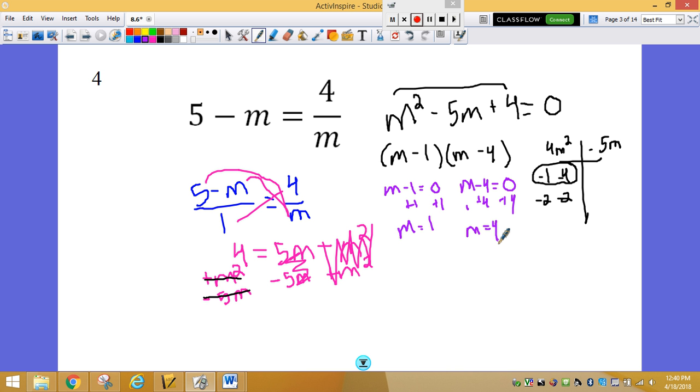Now, here's something important that we're going to need to start checking. If you ever have fractions, like this is a fraction, and you have a letter in the denominator, you have to plug in your answers to make sure you never get 0 in the denominator, because you can't divide by 0. Okay, so if I plugged in a 1 right here, 4 divided by 1 is 4. We're good. If I plugged in a 4 here, 4 divided by 4 is 1, so we're good. Both of these work. So number 4 has two answers, 4 and 1. All right, so go try number 4 on your worksheet and then come back to this.